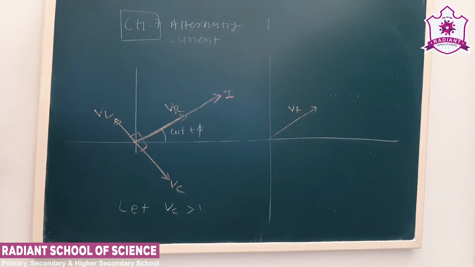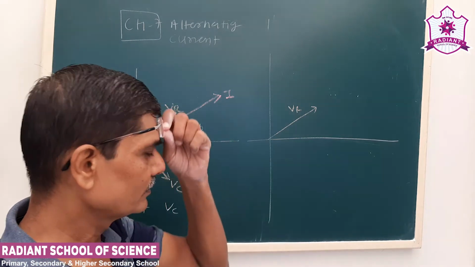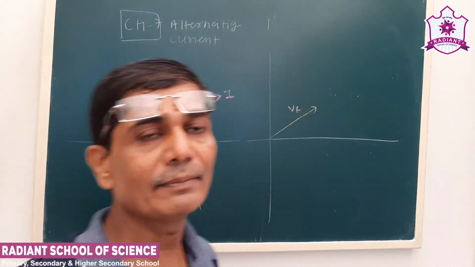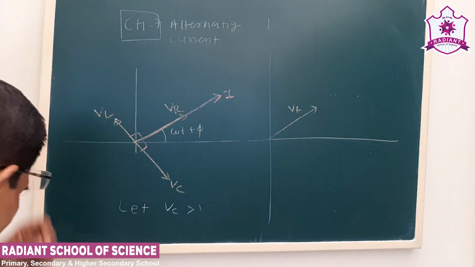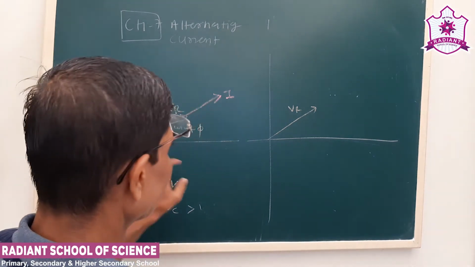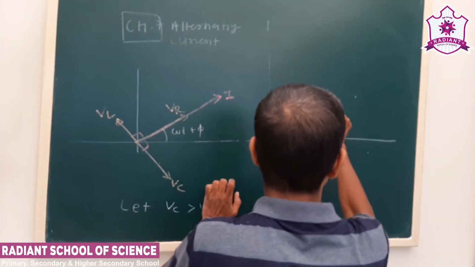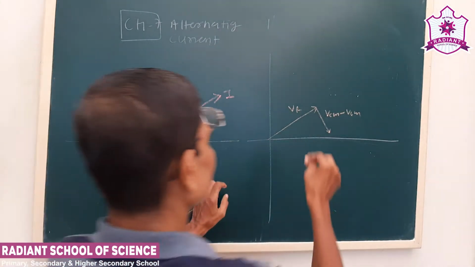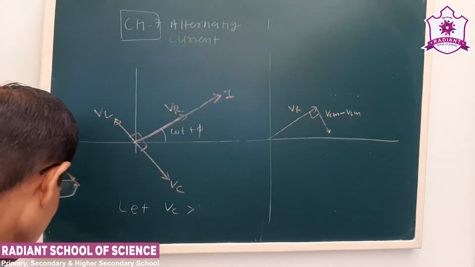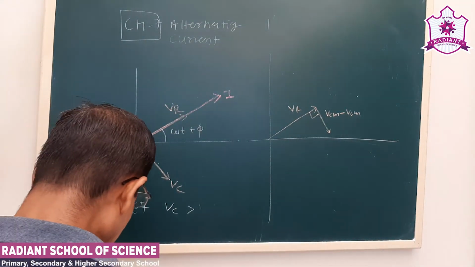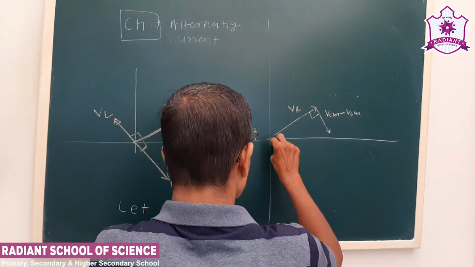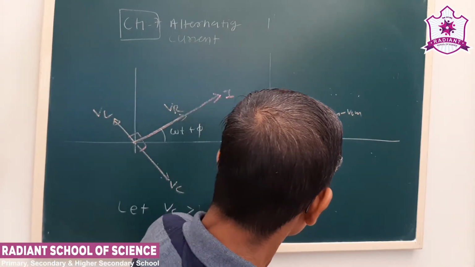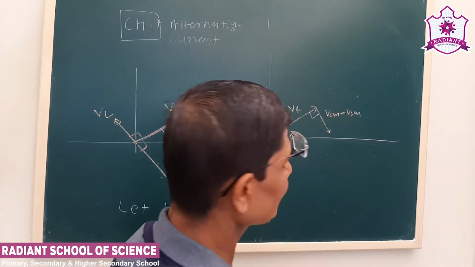Now we have seen earlier the advantage of phasors. They are vector quantities, so they can be shifted while keeping their magnitude and direction the same. This will be VR, and this we can write as VCM minus VLM. Again they will be at right angle to each other. And this is actually the phasor VC minus VL, but what we have done is we have shifted it. So see the triangle law.